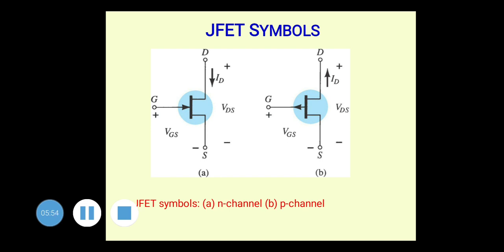This is the conventional current direction, and current direction is always opposite to that of the electron direction. So electrons will always be moving from source to drain, and therefore the current direction is from drain to source. The output voltage developed will be across drain and source, shown here. VDS is the output voltage, and the input voltage is VGS from gate to source. So this is most important in JFET.